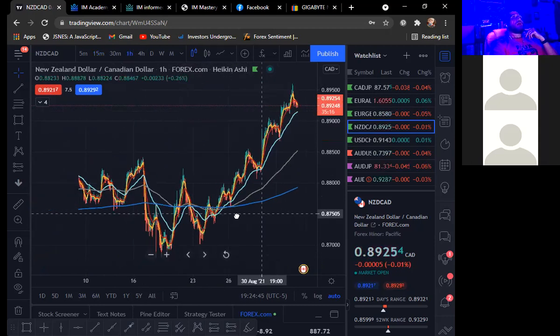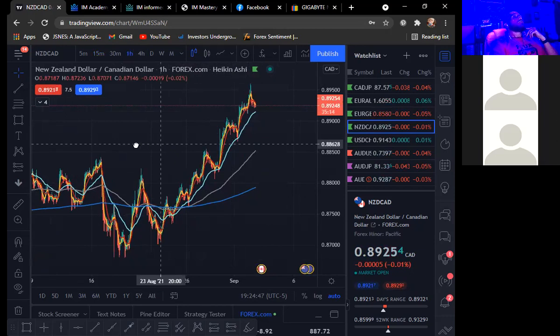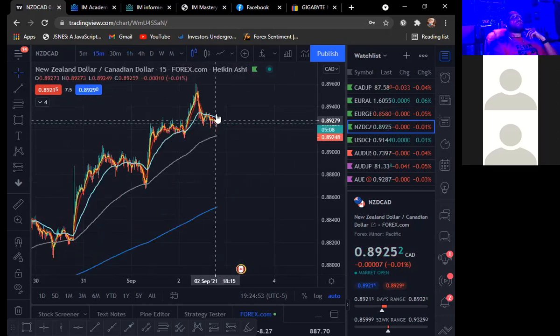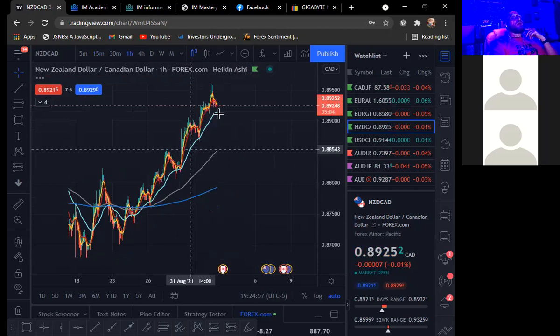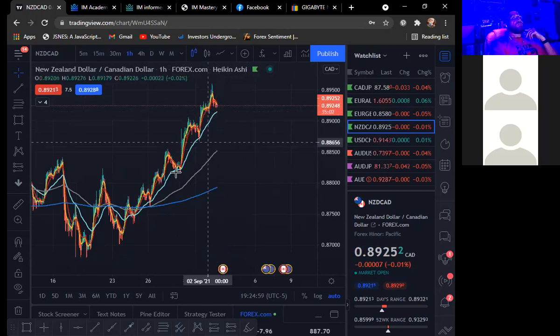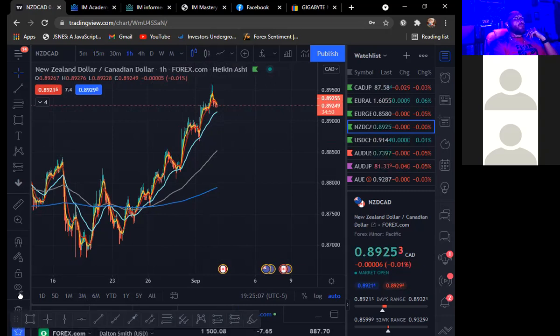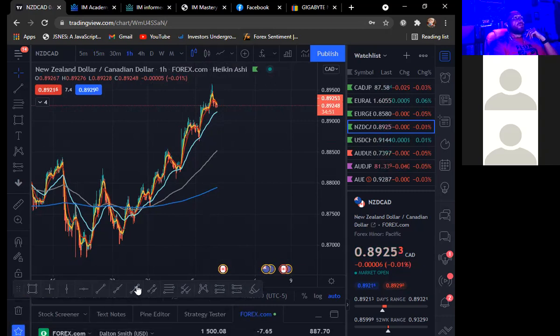Oh, look here. This is wonderful here on the 1 hour NZD CAD. This is great. So on the 15-minute, it's already busted through the 50. It's headed toward the 200. On the 1 hour, we're approaching the 50. So we would see how it likes to bounce off the 50. So we're going to look for it to bust the 50 here and then head towards the 200. And I'll tell you what, that looks good enough. We'll just throw a ray on it here on the 50.